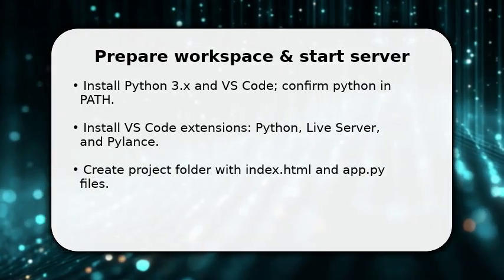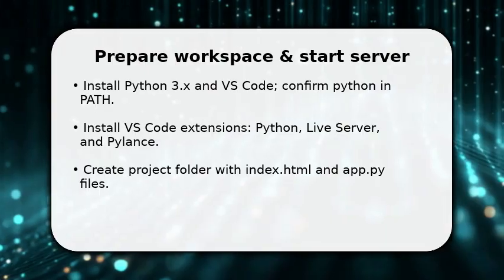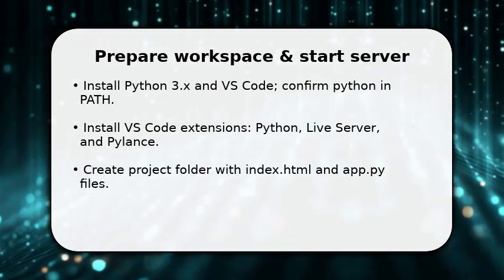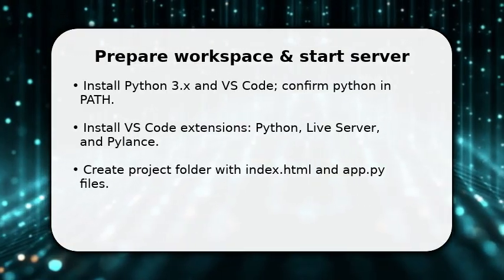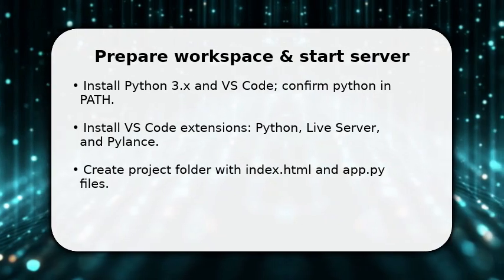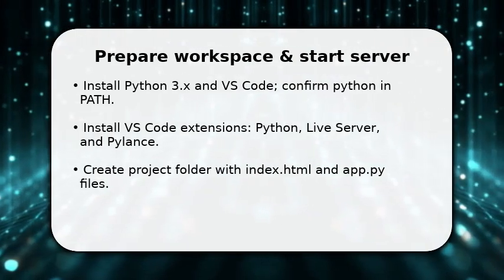Start a terminal in VS Code and run python -m venv, then activate it so dependencies install cleanly. Install Flask or FastAPI now. You'll need a lightweight web framework to serve HTML and handle Python logic.